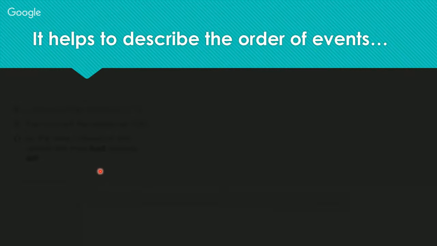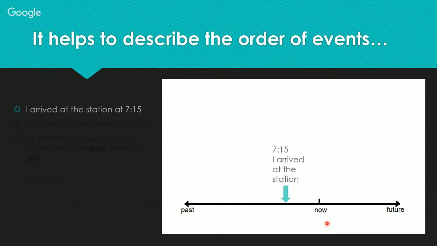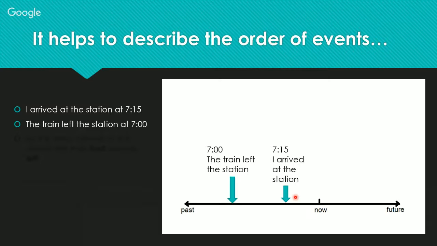So really, it helps us describe the order of events. So let's have a look at a timeline. Now this helpfully demonstrates what I mean by the order of events. So let's have our first event. I arrived at the station at 7:15. Okay, and let's have another event. At 7 o'clock, the train left the station. So the train left the station before I arrived.